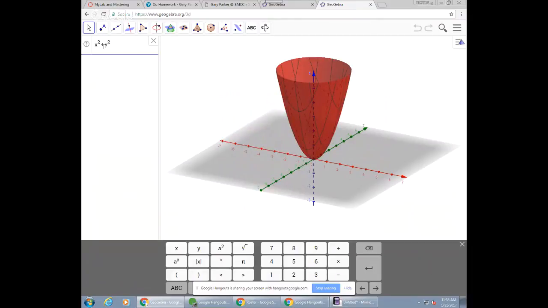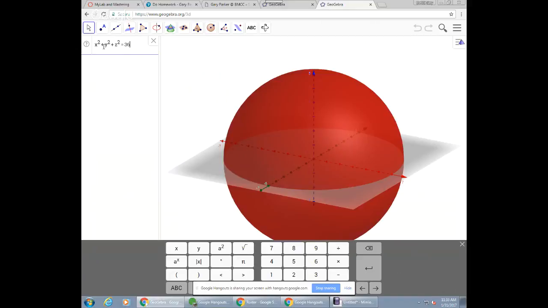Nice. Can I do a plus z squared, or is it going to freak out on me? Equals 6 squared, 36. Yeah, look at that. Whoa, that's exciting.